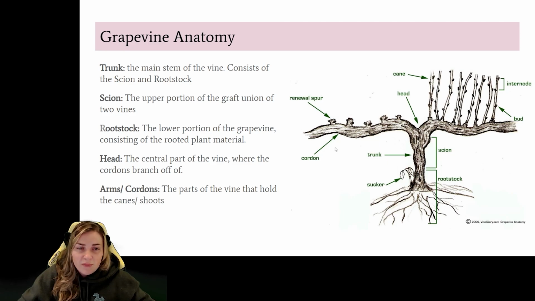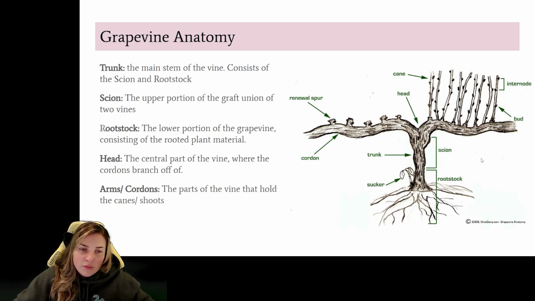Okay, next we have grapevine anatomy. So we have the trunk here. This is the main component of the vine. The trunk consists of both the scion and the rootstock, so it contains both of those things. The scion is the upper portion of the grafting union, and the rootstock is the lower portion of the grafting union. If you're not familiar already, most grapevines across the world are grafted.